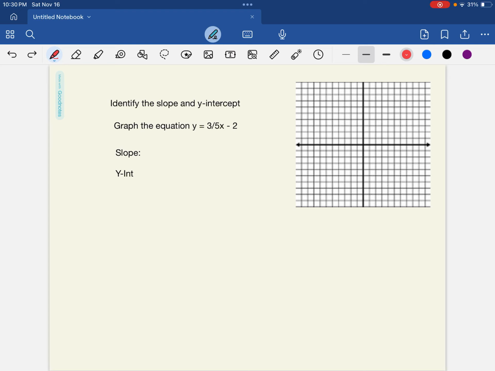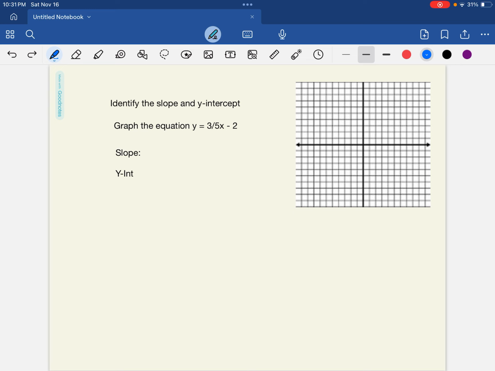Hello, in this video we're going to go through how to identify the key features of a graph and then graph a line in slope-intercept form. So we know an equation is in slope-intercept form when it is written y equals and then a number times x plus or minus a number. The number in front of our x is always going to be our slope.